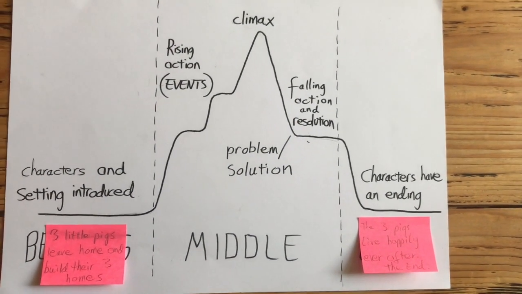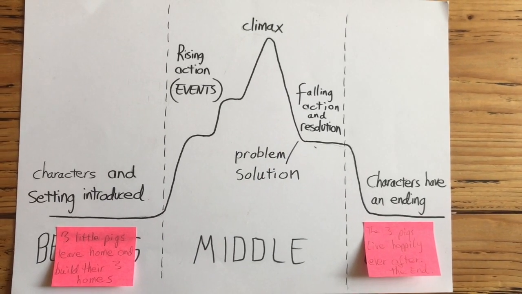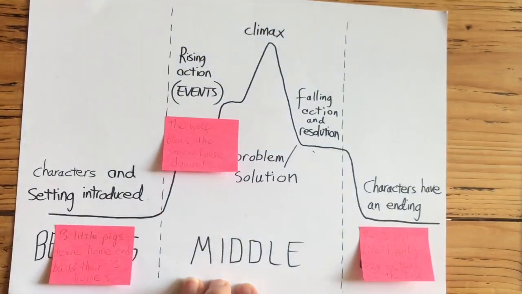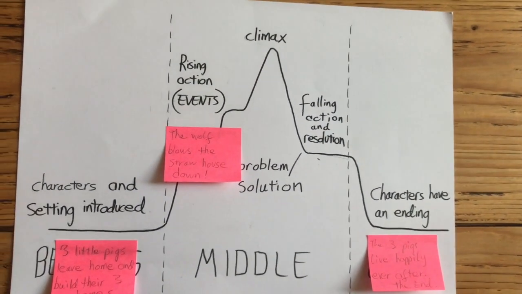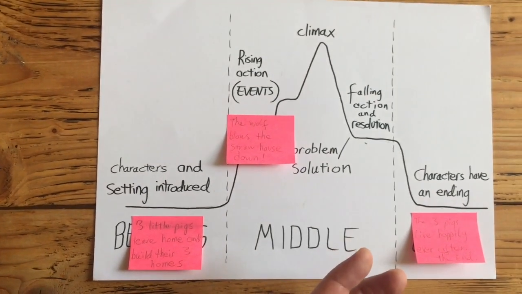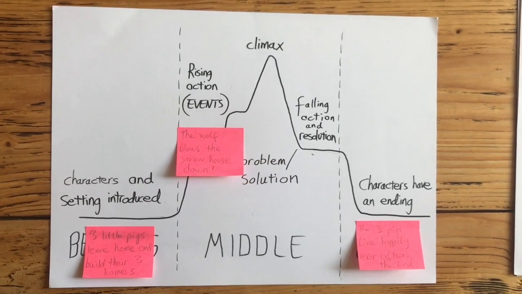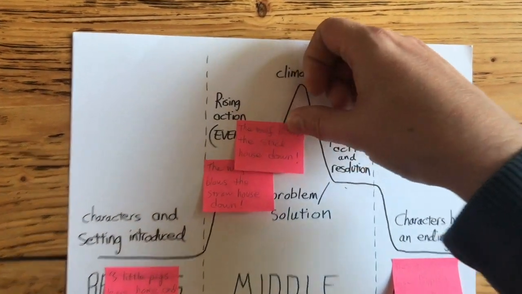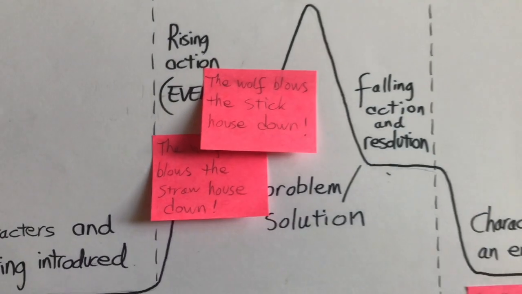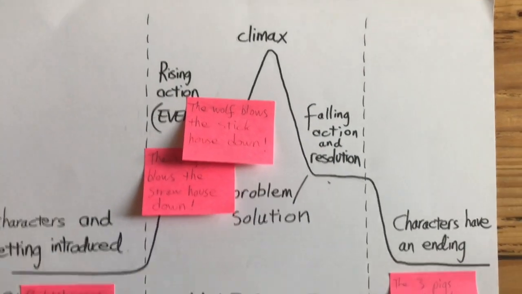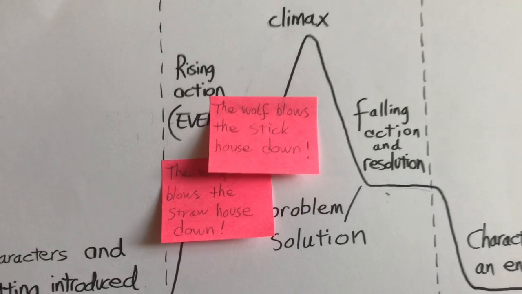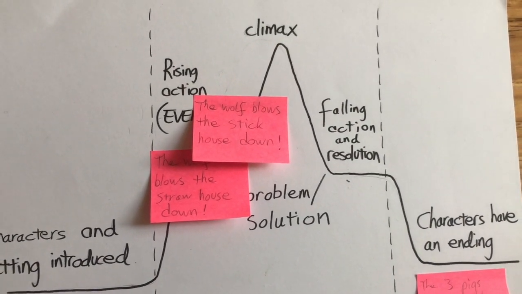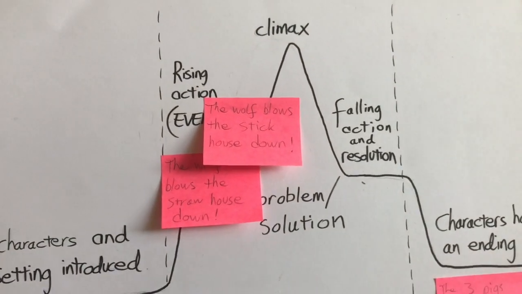You have the wolf. So the first event to create tension is the wolf blowing the straw house down. The next thing that happens is the wolf blows the stick house down. So that's another event that creates tension. They go, oh no, what's going to happen to the third piggy? What's going to happen to the wolf? Surely they're going to come to some battle or some exciting scene.